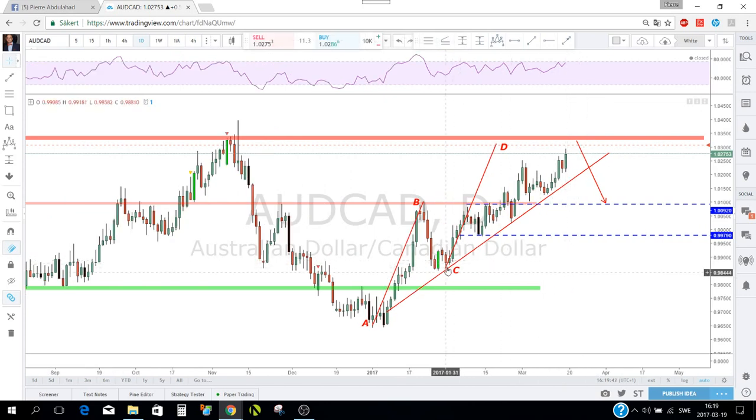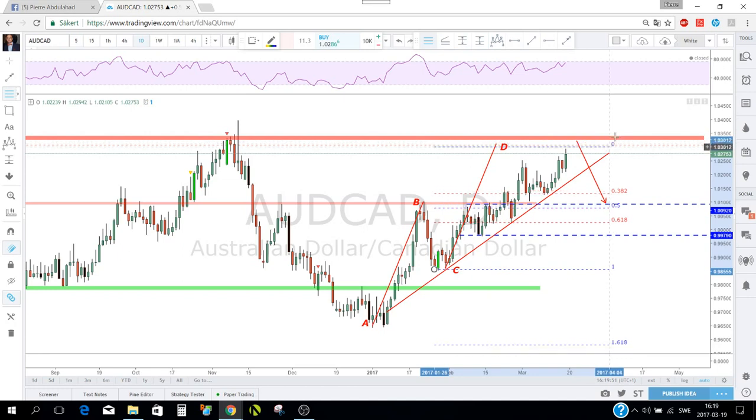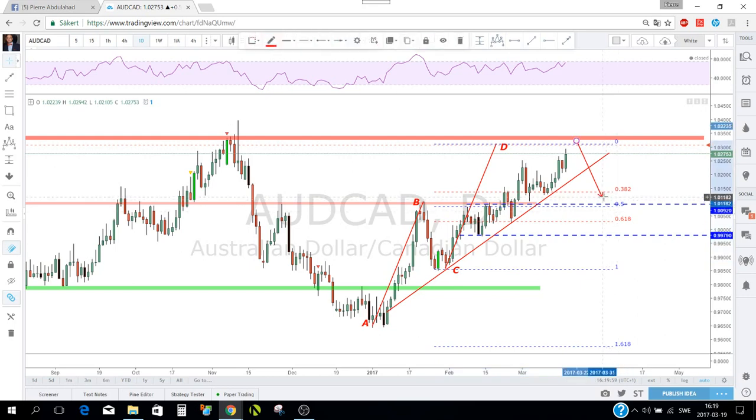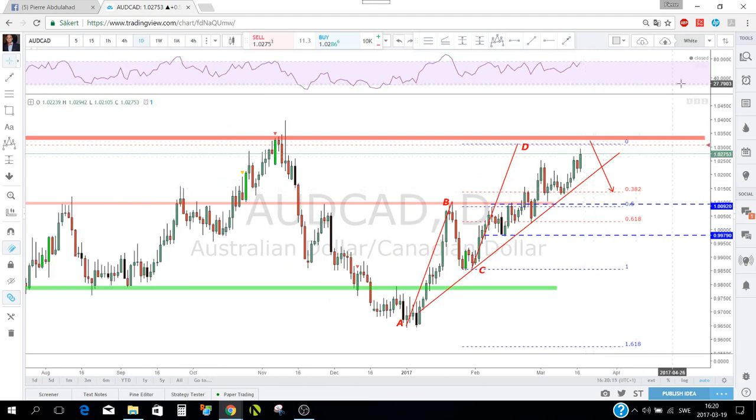If you want to trade it as an AB equals CD, what you can do is take your Fibonacci retracement to the CD leg and see where it ends, of course. But let's say it ends somewhere here, then your first take profit should be around the 38.2 Fibonacci, and you can keep a little bit more and see if it's gonna break more to the downside. So that is how I will be looking for this pair.